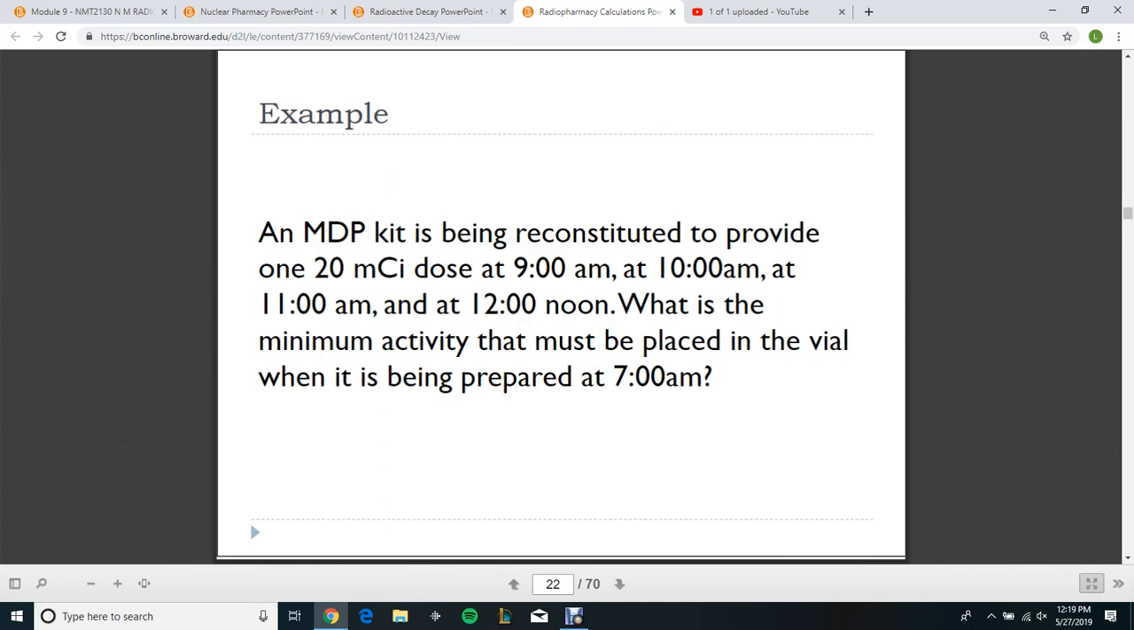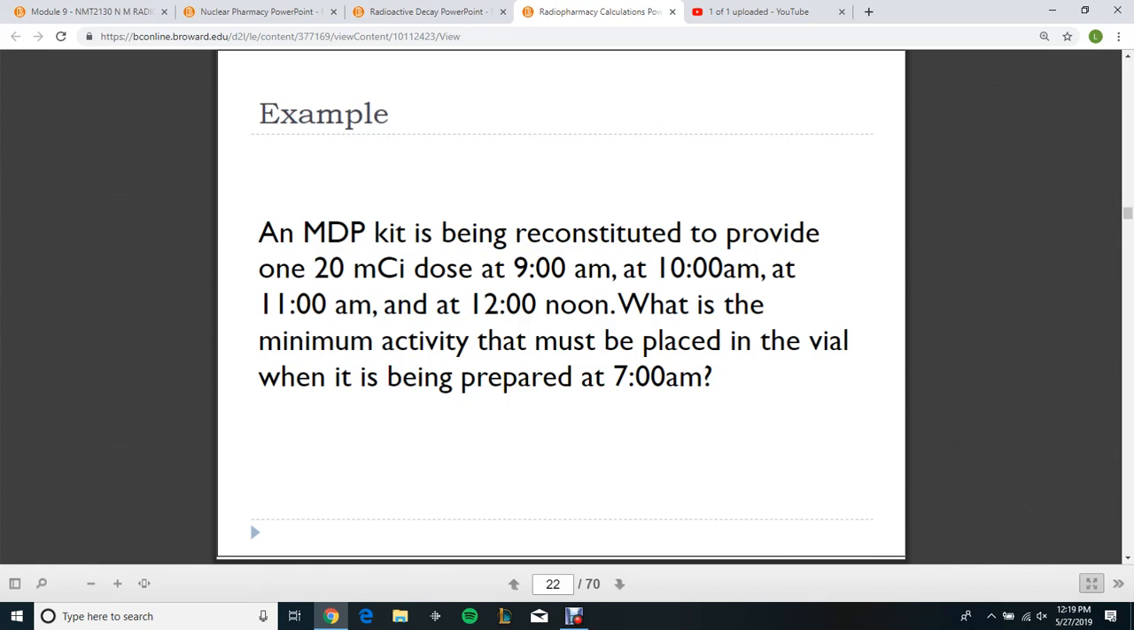If it starts at 7 a.m. and it's at 9 a.m., that'll be 2 hours. So you'll do a 2 hour, 3 hour, 4 hour, and a 5 hour decay factor. And since you need more than the 20, you're going to do the 9 a.m. one, so it'll be 20 millicuries e with the exponent of positive 0.693 times 2 divided by 6. The 6 is the half-life of the technetium, and that'll give you the 1.